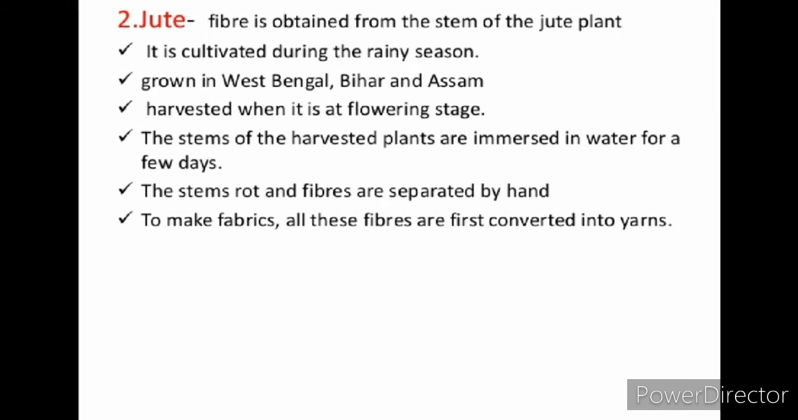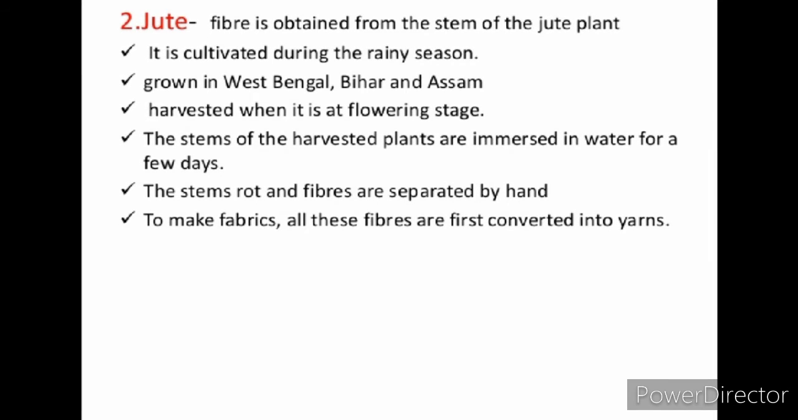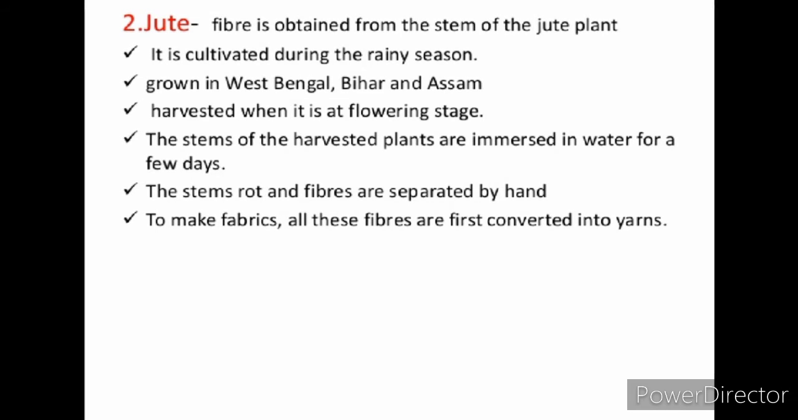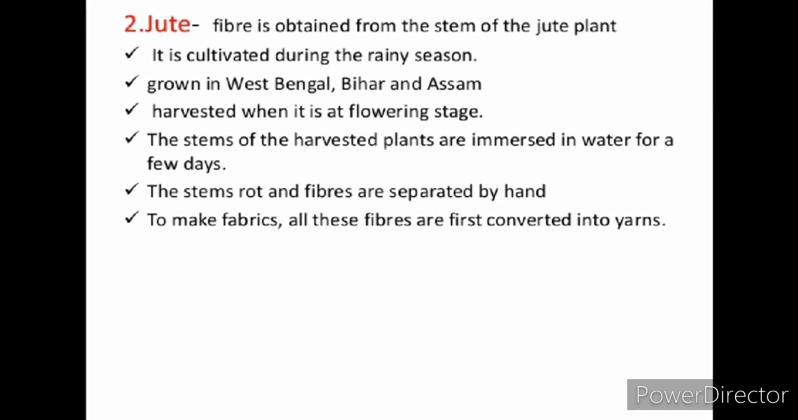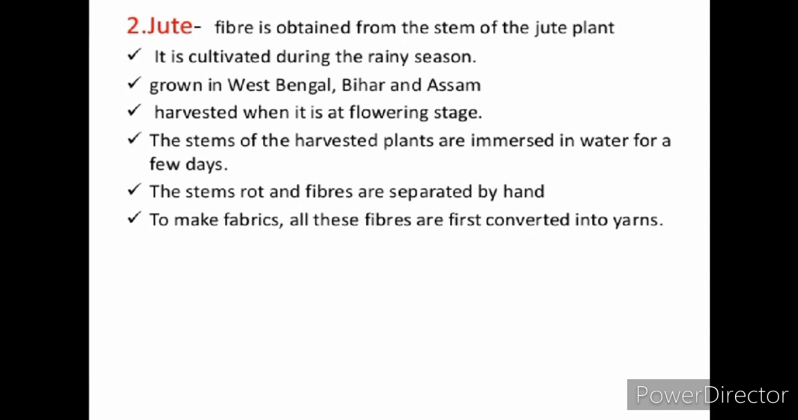It is harvested when it is at the flowering stage. The stems of the harvested plants are immersed in water for a few days to get them rotten, only then can we extract the fibers. The stems rot and fibers are separated by hand. It means this is also done by hand.